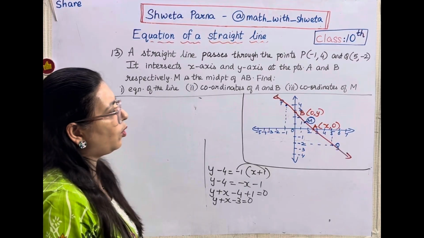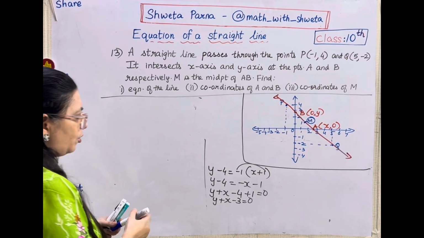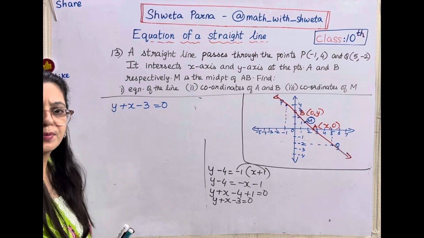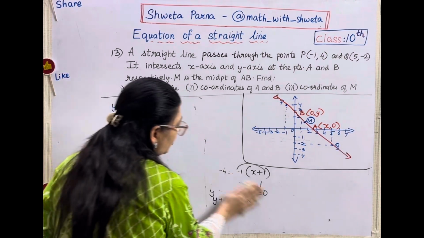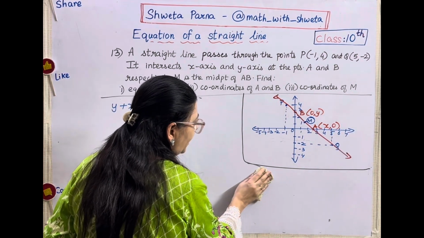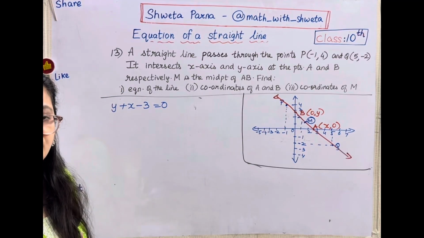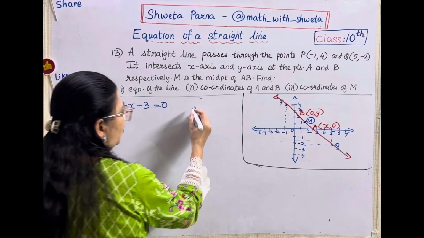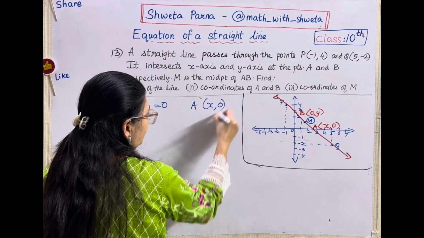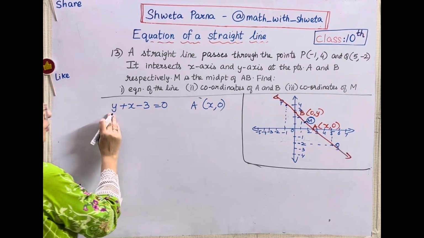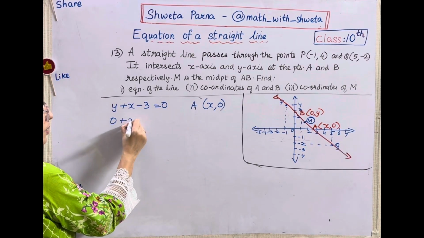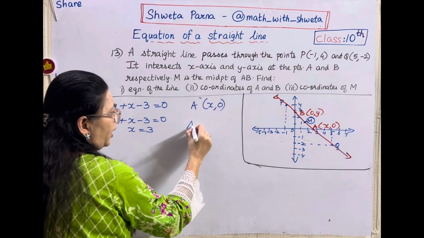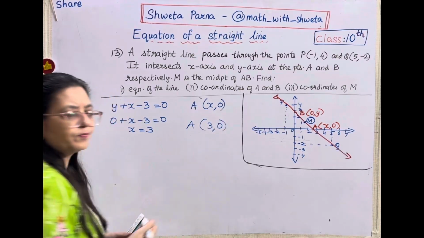Now you have to find the coordinates of A and B. What equation did you get? You got y plus x minus 3 is equal to 0. This is the equation of the line. Now what information is given to you? A and B lie on this line itself, right? So first we need to find the coordinates of A. A is (x, 0). So substitute 0 for the y coordinate. This becomes 0 plus x minus 3 is equal to 0. So x is equal to 3. So A is (3, 0). Okay.